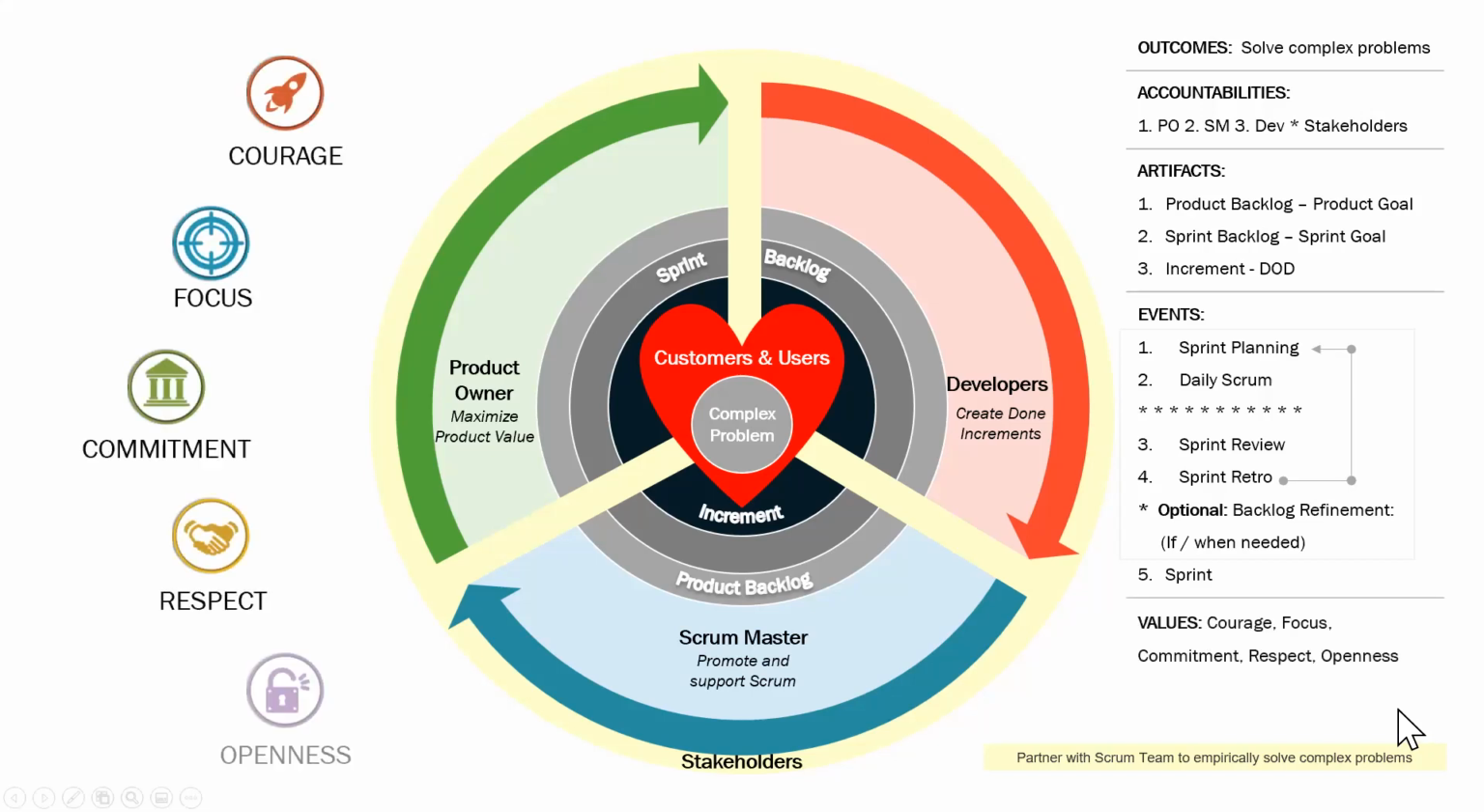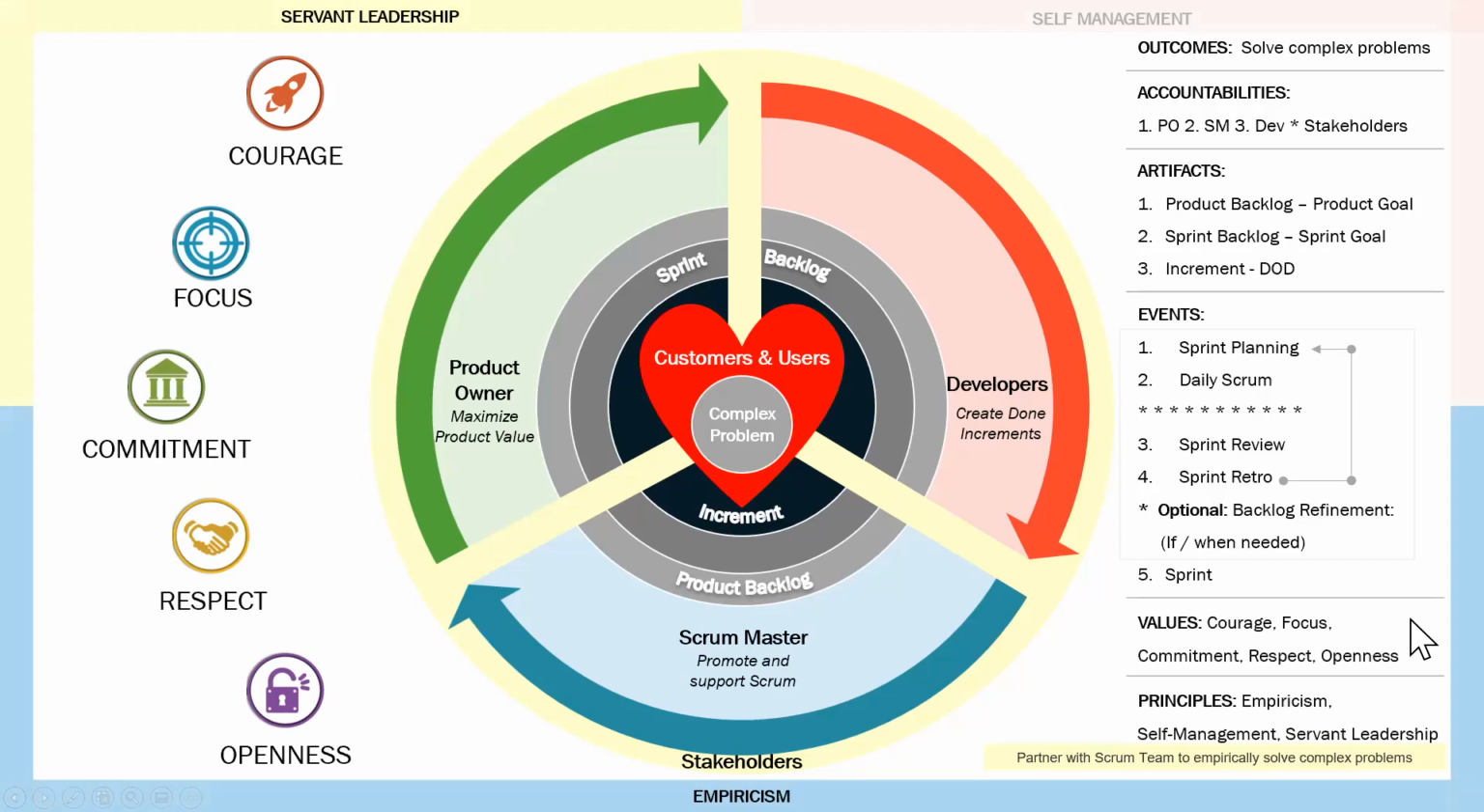Along the way, the Scrum team and stakeholders make sure that they stay true to 5 Scrum values: courage, focus, commitment, respect, and openness. And they make sure that they honor the guiding principles of empiricism, self-management, and servant leadership.